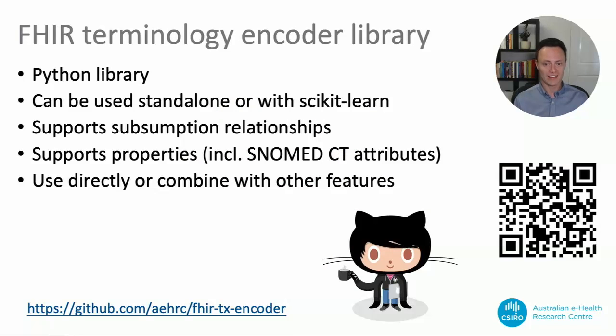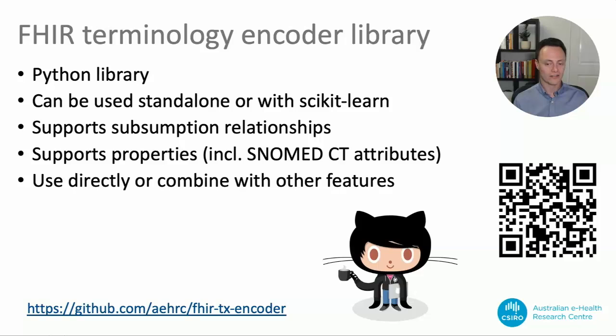As of today, the Australian eHealth Research Centre has released a new open source library for encoding any type of FIRE terminology for machine learning applications. It's a Python library and it can be used standalone or as a step within a scikit-learn pipeline. It currently supports subsumption relationships, and you can request the property types you would like encoded alongside. SNOMED CT attributes are modeled as properties within FIRE and can be requested using their SCT ID. It does not currently support attribute value subsumption or transitivity.